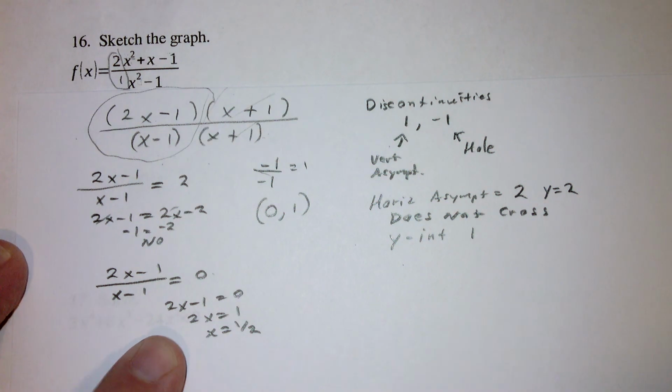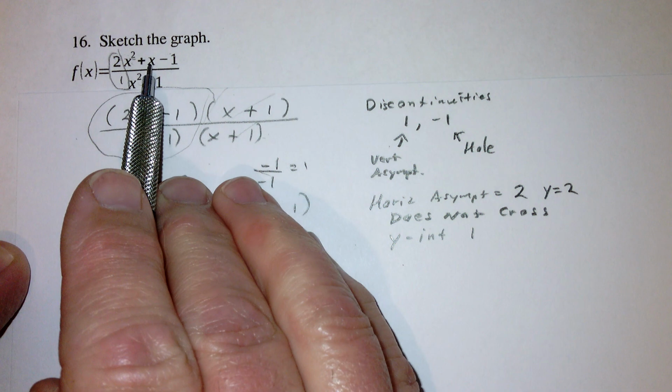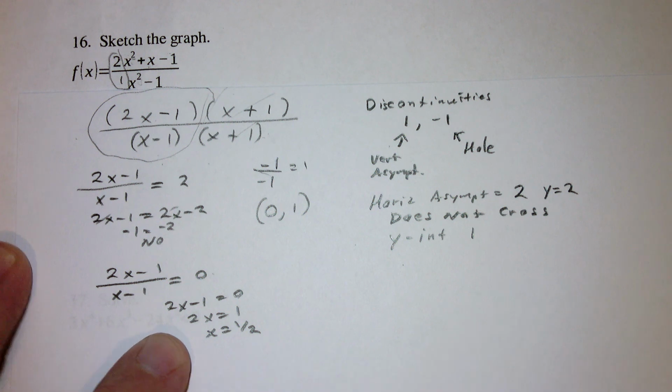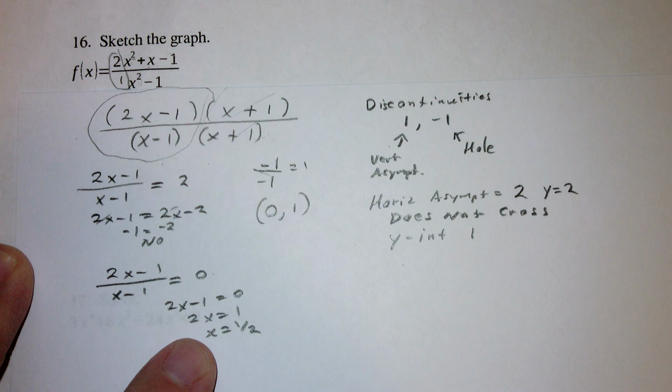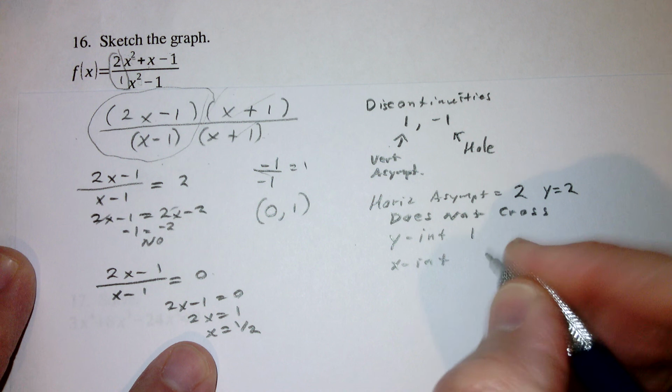Okay. If we had done this with the original equation, we would have gotten 2 answers, and I have a feeling that one of the answers would have been at the hole and would have kind of messed us up. So let's just go ahead and go with this. x is equal to 1/2, so x-intercept at 1/2.